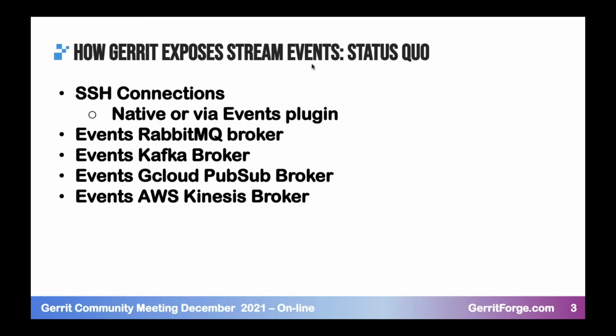I'm going to start on the Gerrit side. How does Gerrit expose stream events nowadays? What's the status quo? At the moment, stream events are exposed via SSH connection, either native SSH or via the events plugin, which persists the stream events on the file system and exposes them via an API, or via different brokers. We have RabbitMQ, Kafka, Cloud PubSub, and AWS Kinesis at the moment.